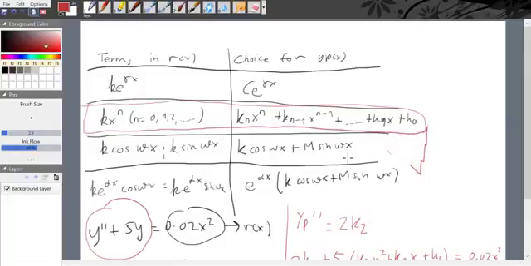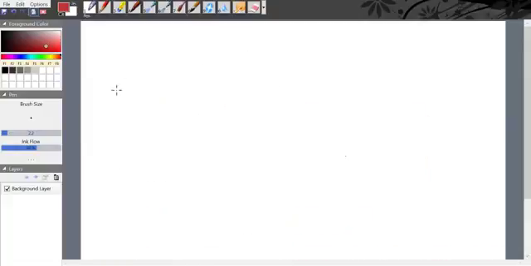So let me just rewrite that for you. We have 2k2 plus 5k2x squared plus 5k1x plus 5k0 equal to 0.02x squared.